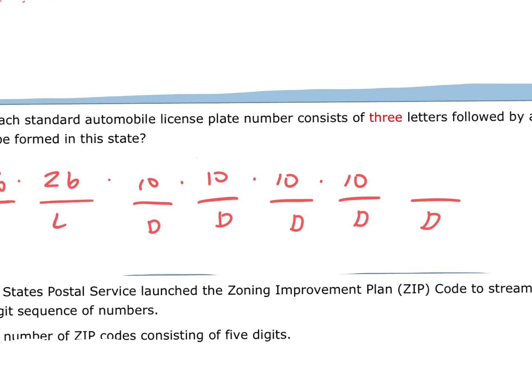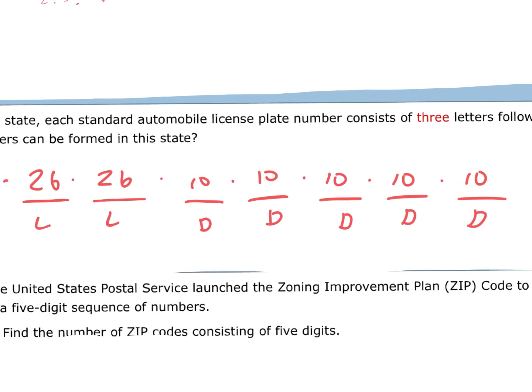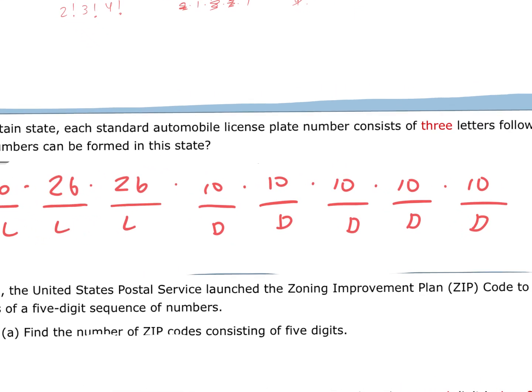The way that could be changed is if it says the letters cannot repeat. So you'd start with 26, and then what would the next one be? 25, then 24. What if they say the last digit cannot be a 7? There's 9, okay? So just pay attention to that.